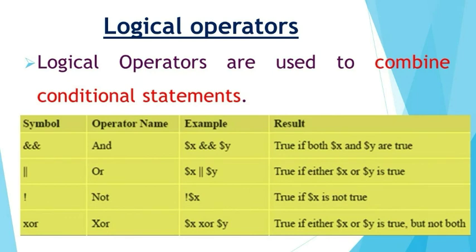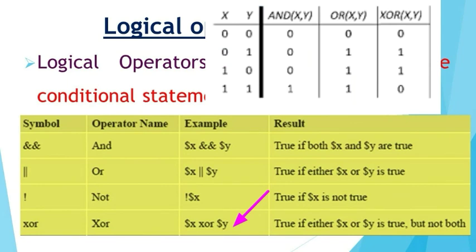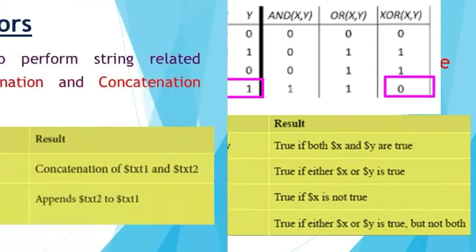And the next, XOR. It returns true if either x or y is true, but not both. Which means if the x value is 1 and the y value is 0, it returns true, which means it returns 1. But if the x value is 0 and the y value is 0, it returns false. If the x value is 1 and the y value is 1, it returns false.